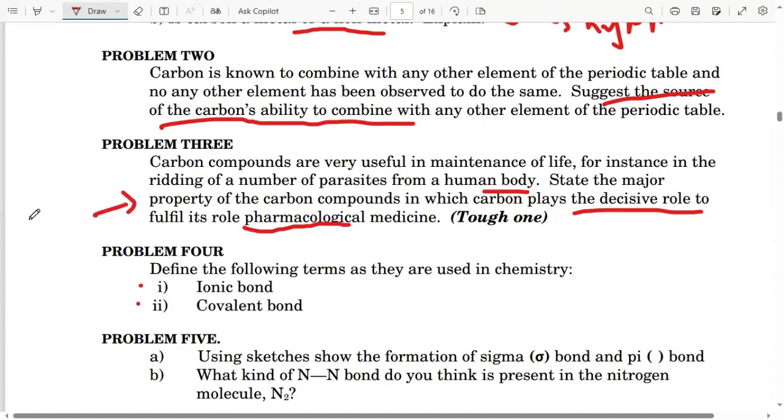So take note here, catenation. It's because carbon is able to bond to itself in very long chains like that.